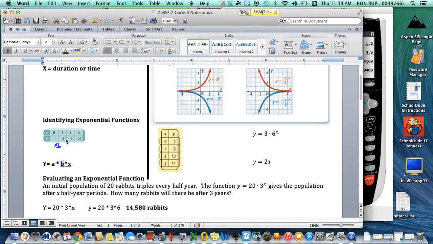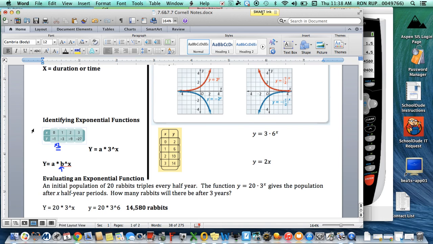Negative 1 times 3 is negative 3. Negative 3 times 3 is negative 9. Negative 9 times 3 is negative 27. So we know in our equation that the b value has to be 3. So let's start from there. We know it has to be y equals a times 3 to the x. So your next step, when you're given a table, is to try to figure out what this a value might mean.